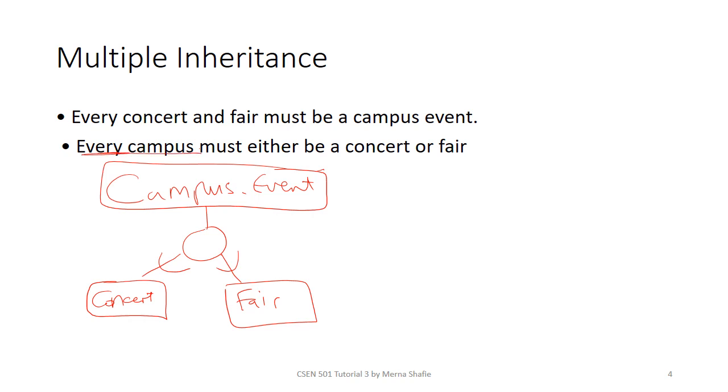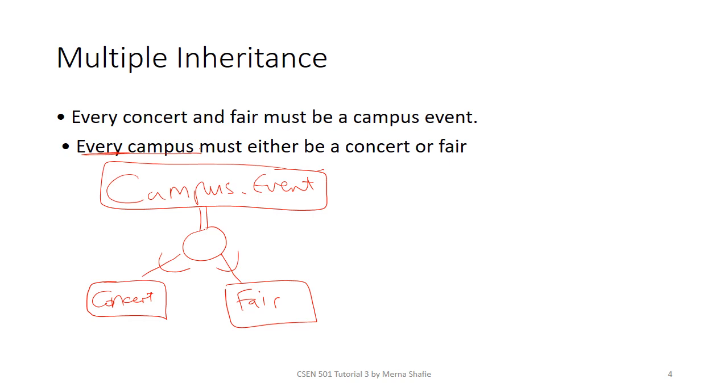Now, we will need to read the second statement. Every campus must be either a concert or a fair. So all the campus events are one of those. So I have a total participation because every campus event, everything from the superclass, belongs to these two subclasses.